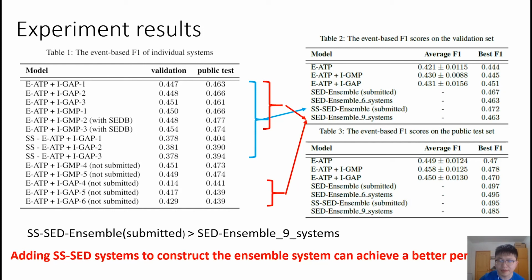For the SSSED ensemble system, besides the 6 models used in SED ensemble, 3 EADP plus IJP models which are trained by separated data are used, and the SSSED ensemble system achieves F1 scores of 0.495 on the public test set and 0.472 on the validation set. We use 3 other EADP plus IJP systems trained by real data to replace the SSSED systems in the SSSED ensemble system. The ensemble system, which is named SED ensemble 9 systems, achieves F1 scores of 0.485 on the public test set and 0.463 on the validation set, which are lower than the SSSED ensemble system.